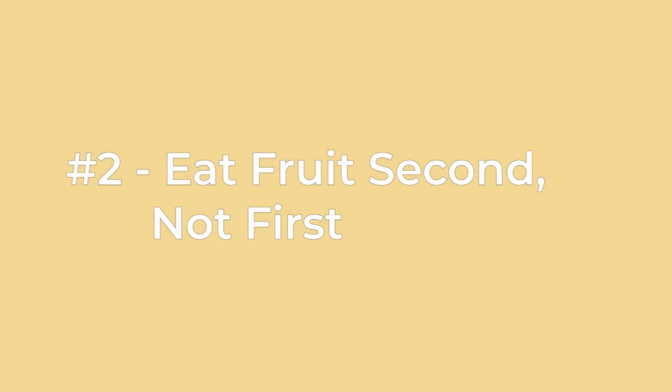Now, back to fruit. When fruit is used as a flavor enhancer, it is mixed with other nutrients from the meal, which, with the right foods, blunts the rise of blood sugar and insulin. This mixing of nutrients leads us to our next way to consume fruit on a low-carb diet, namely eat fruit second, not first.